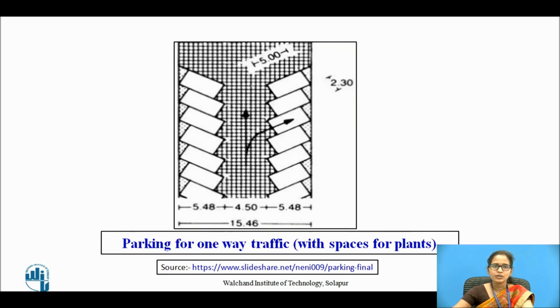So the parking for the one-way traffic with the spaces for the plants. Here is the space which is left for the plantation also, including that space, how the parking can be done when it is one-way traffic. So actually angled parking can be used for the one-way traffic itself, where the cars have to take a turn.